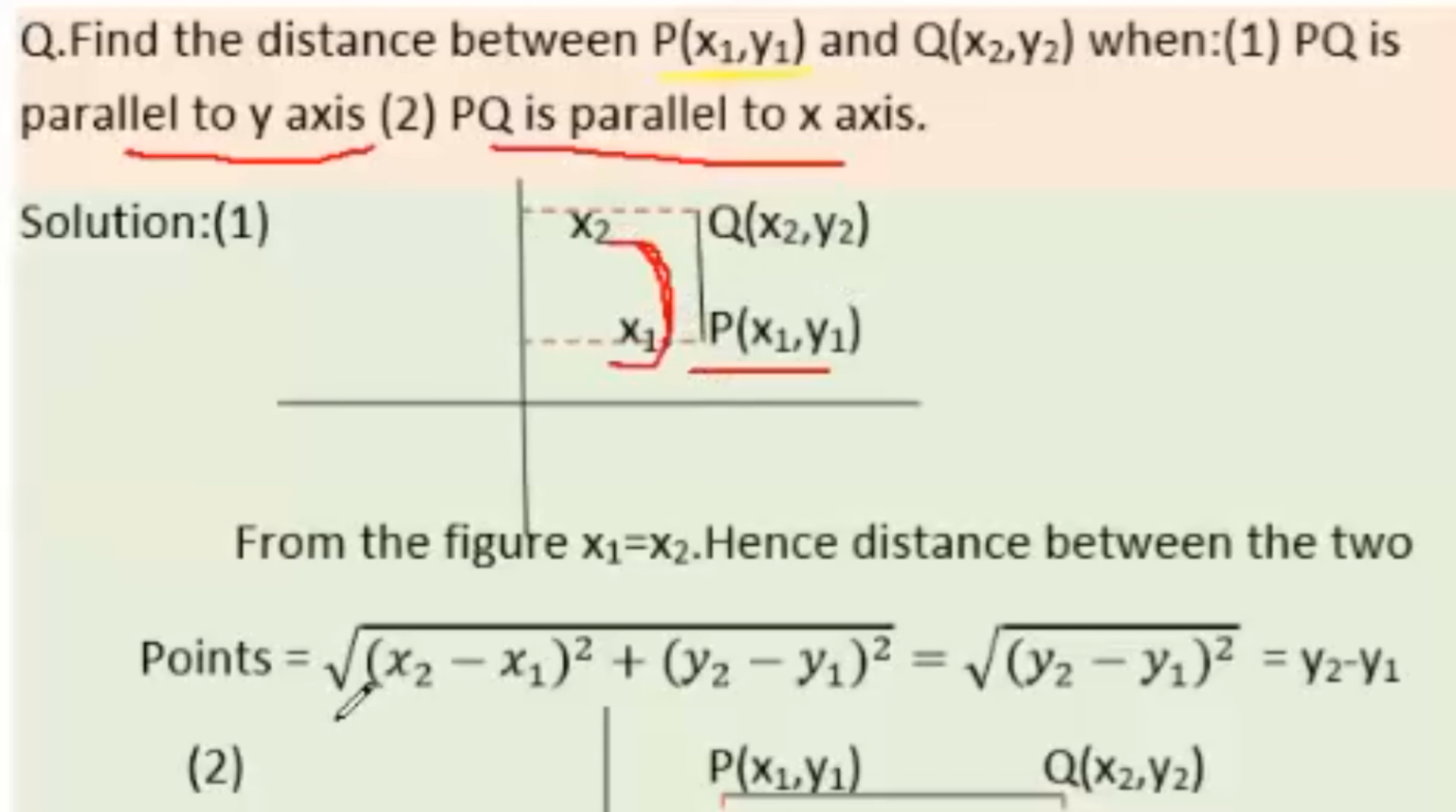Now we know that the distance between 2 points is given by this distance formula. This you have studied in 10th class. Now since in this question x1 is equal to x2, these x2 and x1 terms will be cancelled. So what we are left with is y2 minus y1 whole square. This square will be cancelled by the root. So the final value is y2 minus y1. So we've got the answer y2 minus y1.